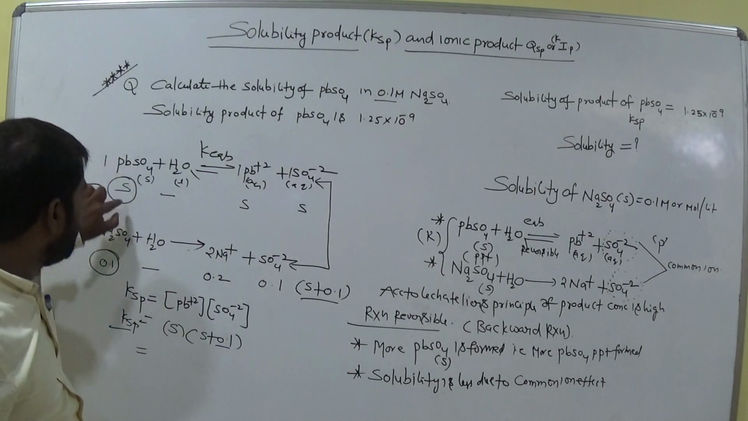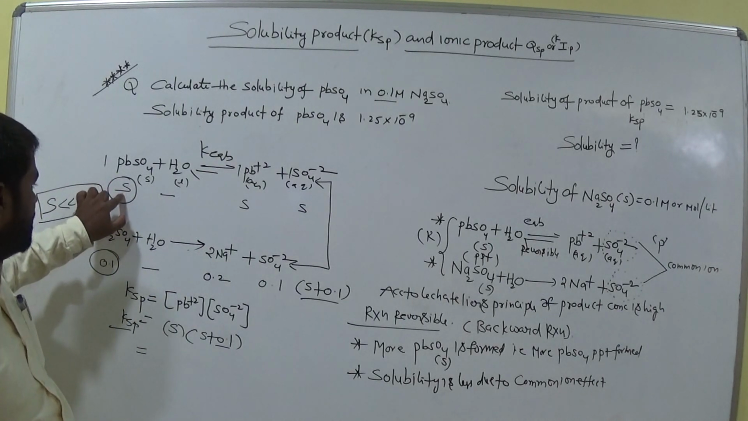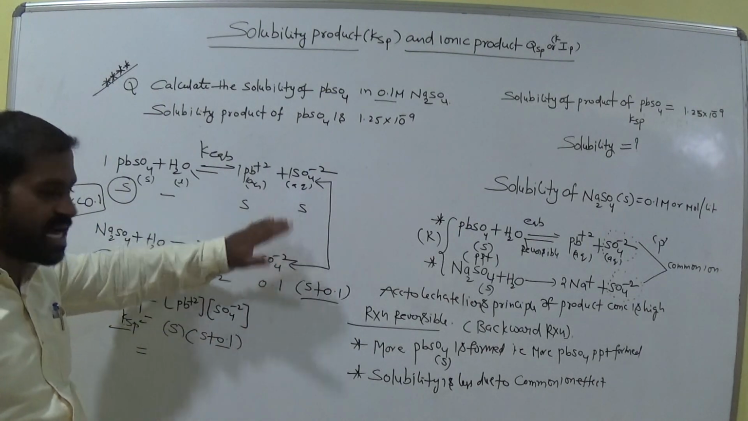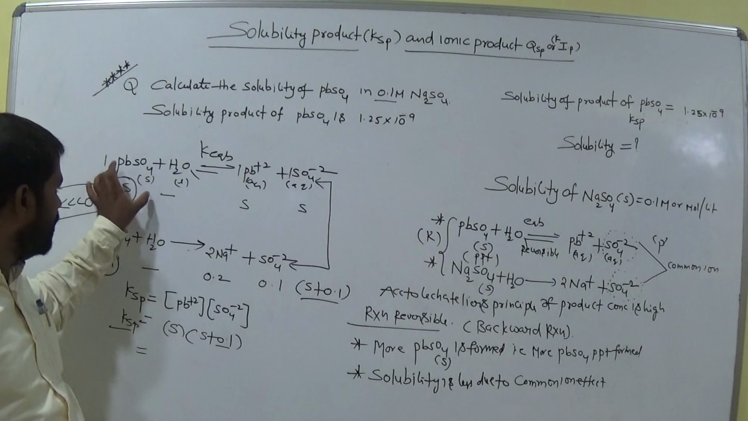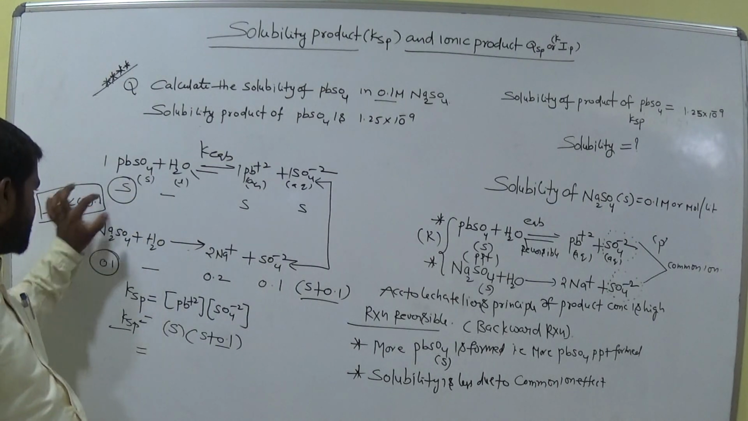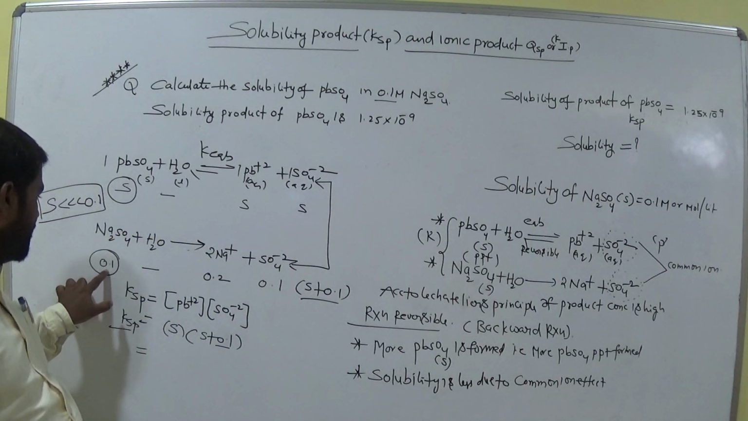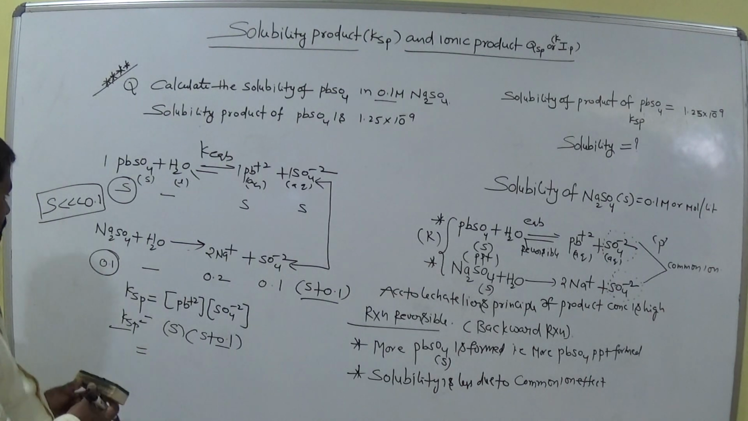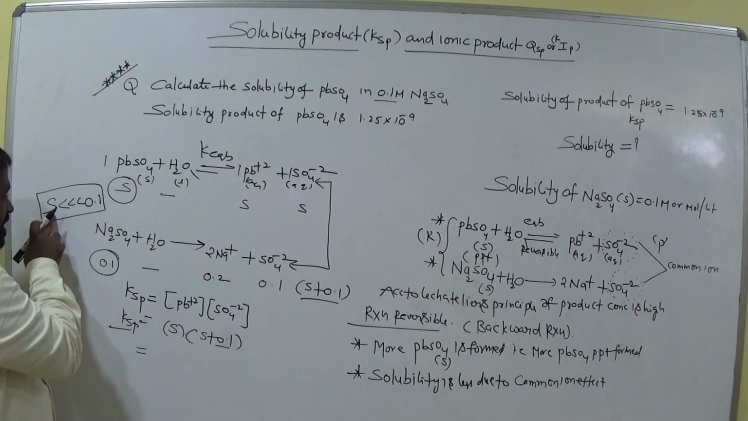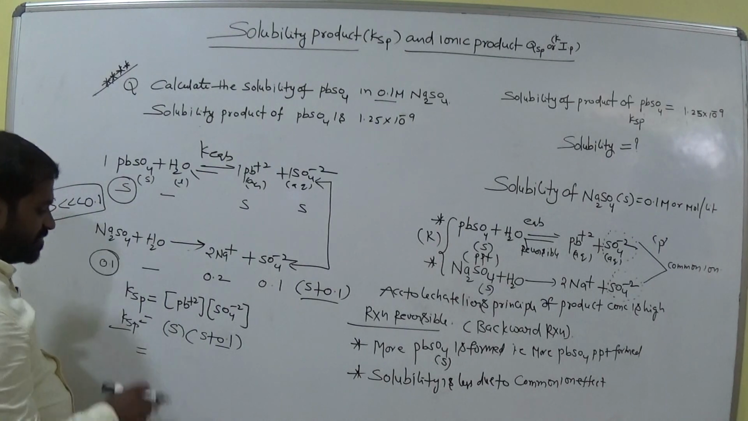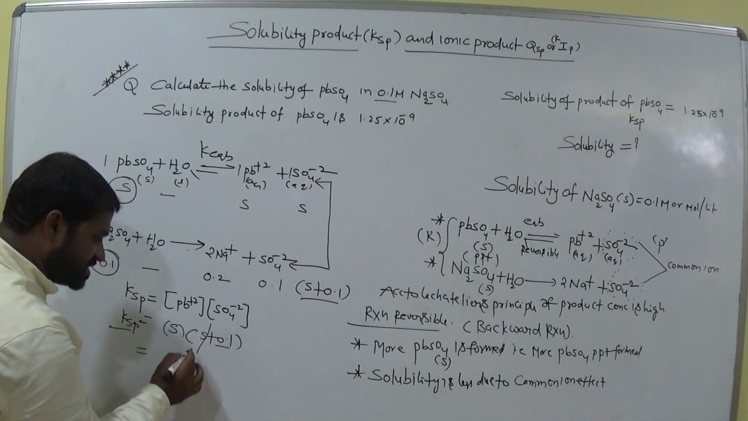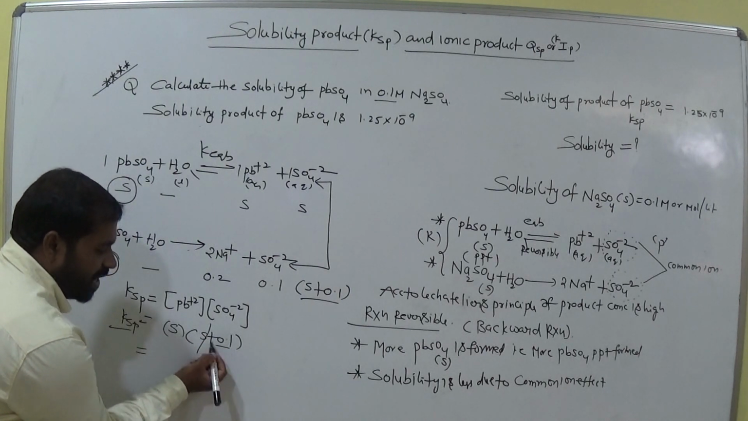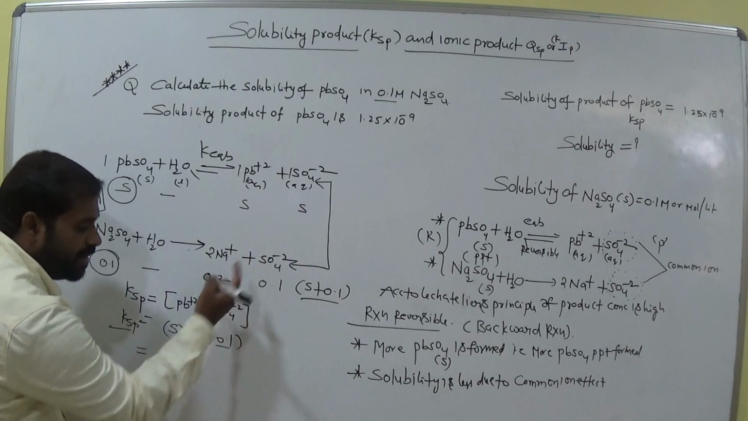Solubility of lead sulfate, that is S, and solubility of sodium sulfate is 0.1. By this common ion effect, its solubility decreases. That means S is very much less than the solubility of sodium sulfate. Clear? 0.1. So when comparing with 0.1, is it negligible or not? Negligible. So here this one is negligible. Why? Because when comparing S with 0.1, it is very less by the common ion effect.